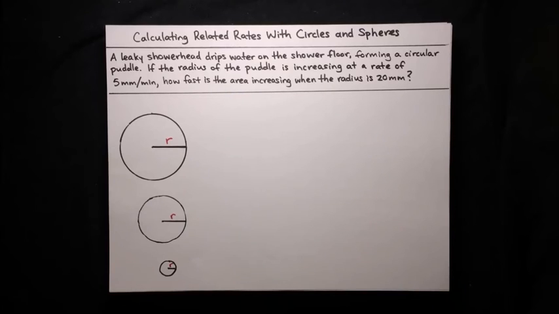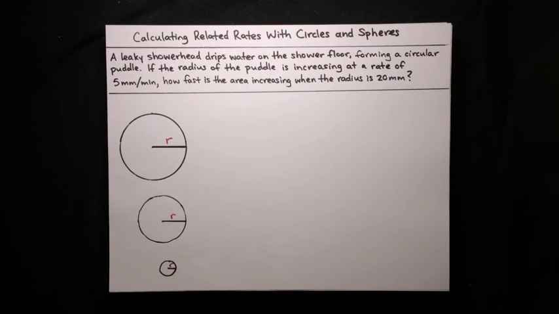In this video, we're going to learn how to calculate related rates with circles and spheres. So here's our first problem. A leaky shower head drips water on the shower floor, forming a circular puddle. If the radius of the puddle is increasing at a rate of 5 millimeters per minute, how fast is the area increasing when the radius is 20 millimeters?